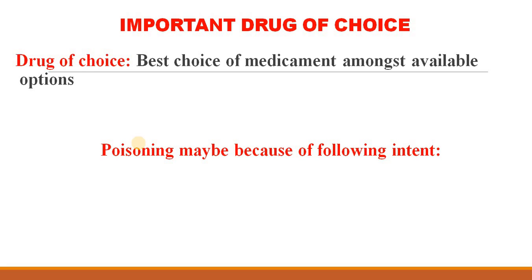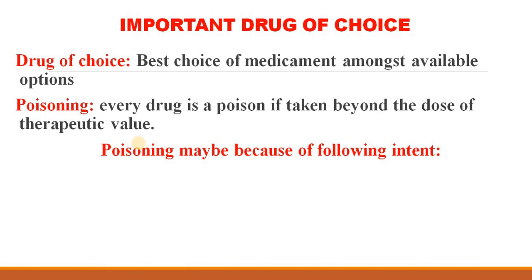Now we will see poisoning. So what is meant by poisoning? It is the symptoms and signs that appear after the consumption of an overdose of drugs, consumption of various chemicals, consumption of various poisonous gases, or consumption of anything that will create problems to the human body or lead to intoxication and death. That is known as poisoning. Every drug is a poison if taken beyond the dose of therapeutic value.